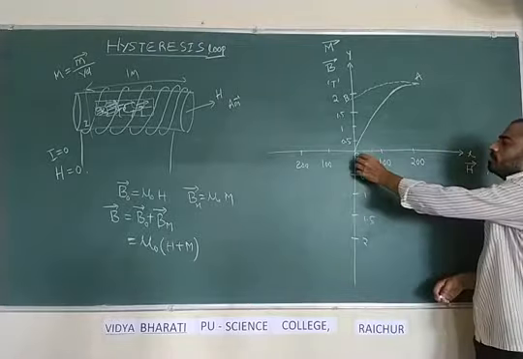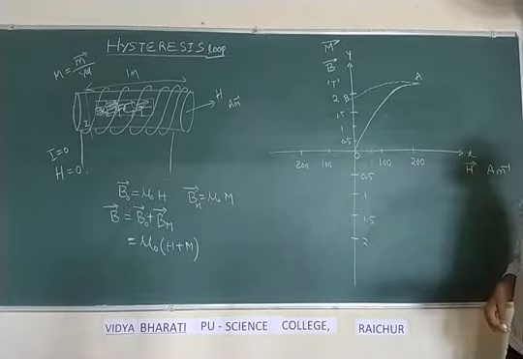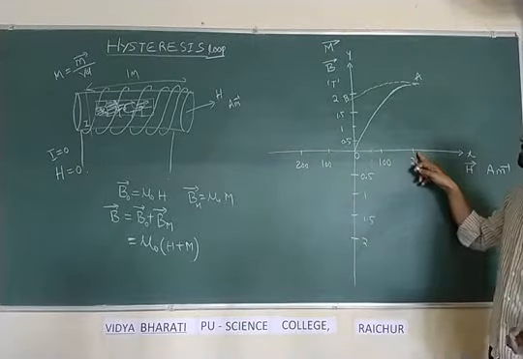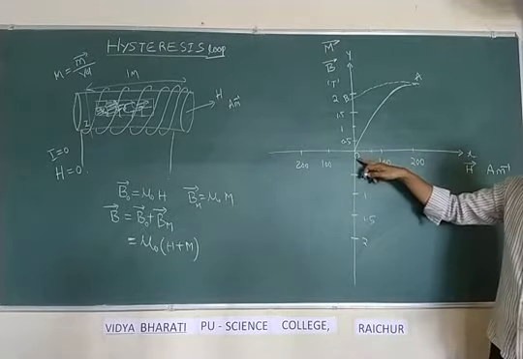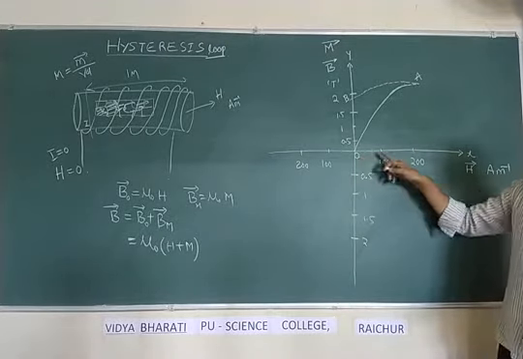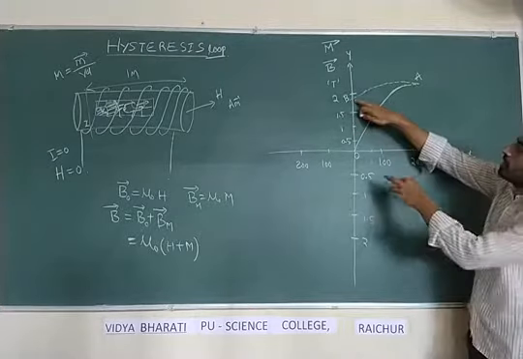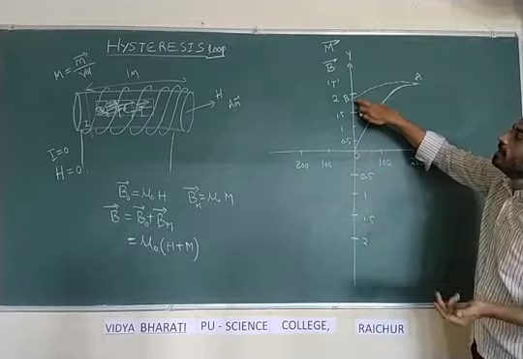Now I make that H value completely zero, the current value which was increased up to 200 ampere per meter. Even on making this magnetizing field intensity zero, on decreasing the H value, the net magnetic induction will not be zero. The net magnetic induction won't be zero.